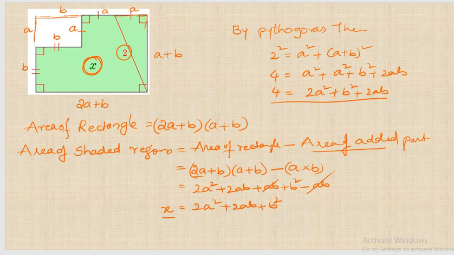But here x is the same value, 2a square plus 2ab plus b square. So from this, clearly x is equal to 4. The area of that particular shaded region is 4 square units. So likewise we can solve this problem. Okay, thank you for watching.